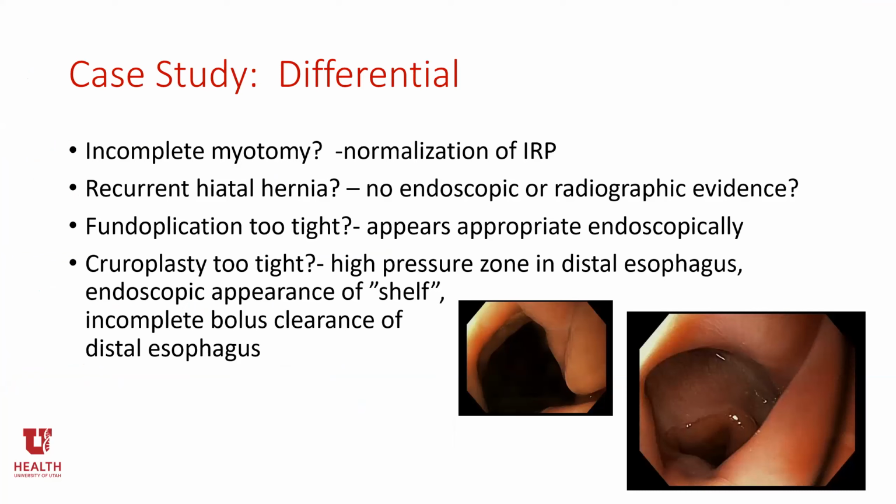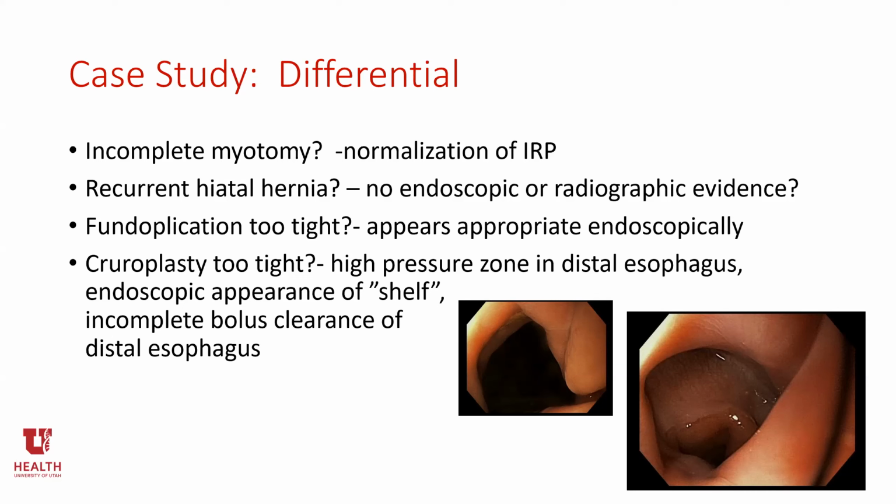And so my differential at this point was as follows. Could she have an incomplete myotomy? Well, I didn't think so. Her IRP had normalized. Could she have a recurrent hiatal hernia? The endoscopy and the esophagram did not suggest this. Was the fundoplication too tight? It had been constructed over a bougie. It was nice and loose to traverse. It appeared to be appropriately constructed endoscopically.